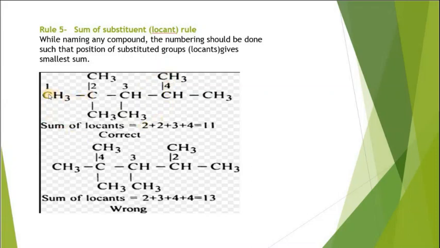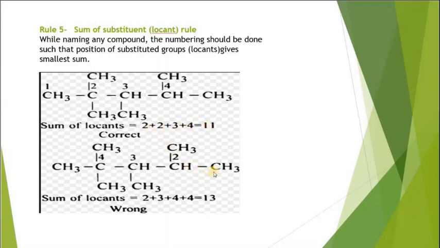From both sides, the first substituent is getting number 2. If I number it from this side, even then this carbon is getting number 2 and it has a substituent. So if we follow this kind of numbering, this methyl group is getting number 2, this methyl group is also getting number 2, this methyl group is at position 3, and this methyl group is at position 4. So you will have to take the sum of the substituents. This is called the sum of the substituents rule as well. You will have to take the sum of all of the numbers that the substituents have. So this sum will give you 11.